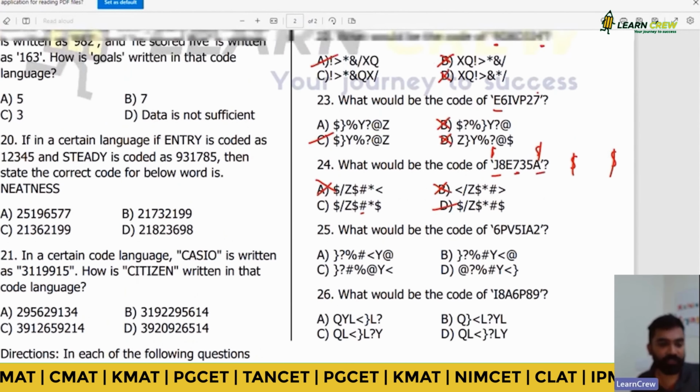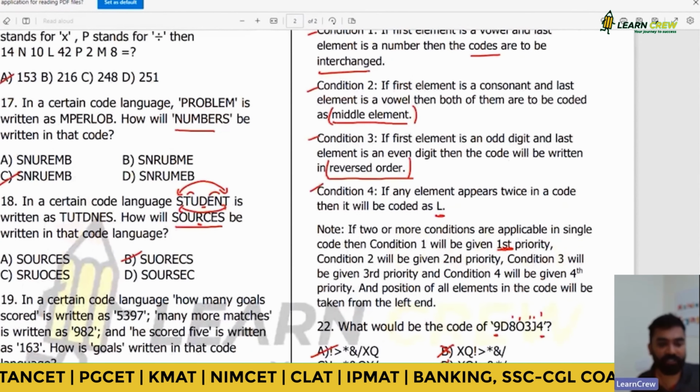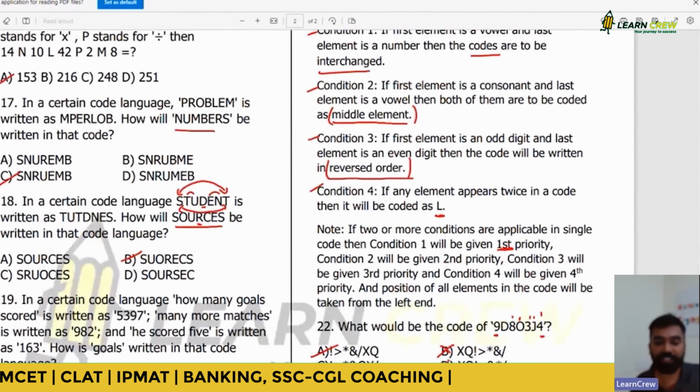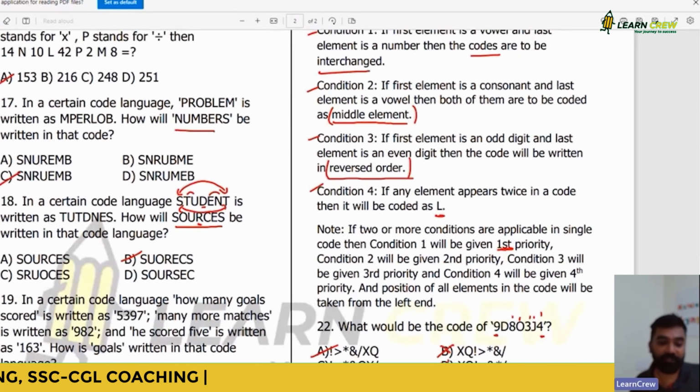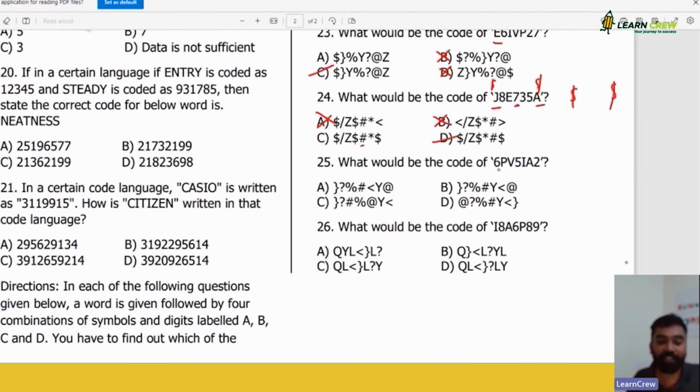6-5VA2. Is there any logic for this? It is not an odd digit, so it is also an even number. So obviously there is no condition given. If there is no condition given, directly find out the codes for this and replicate. That's it. Done.